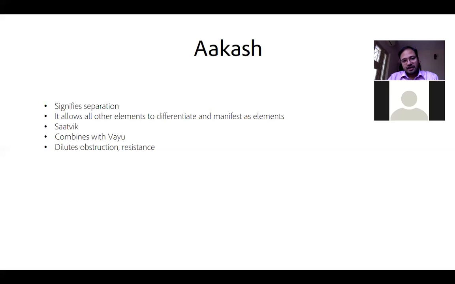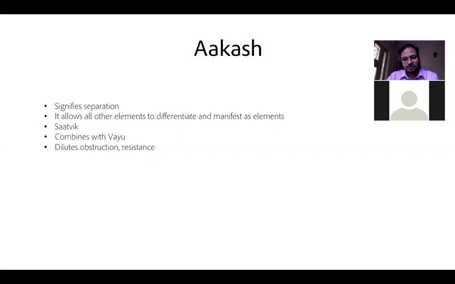Another important quality of Akash is that it allows all other elements to differentiate. We've already talked about this in detail just now. And I would like to add something over here: because there is Akasha, we see all the other elements. Now, the other end to Akasha is prithvi, which sublimates all the qualities of all other elements. So, for all other elements to manifest their qualities, Akasha has to be present.